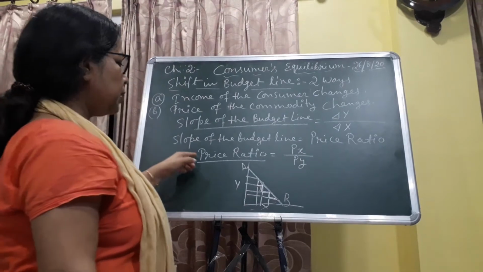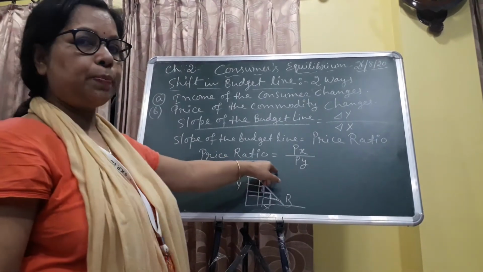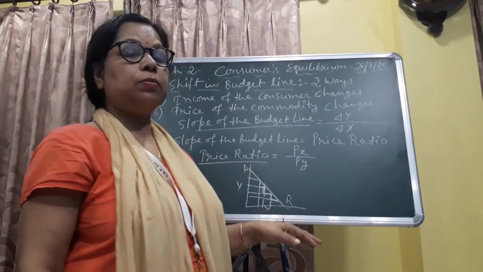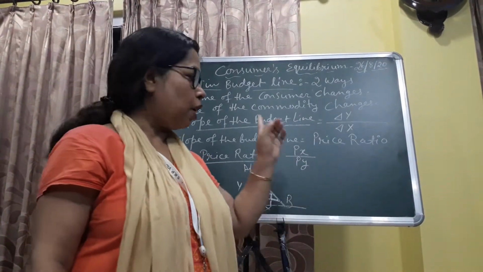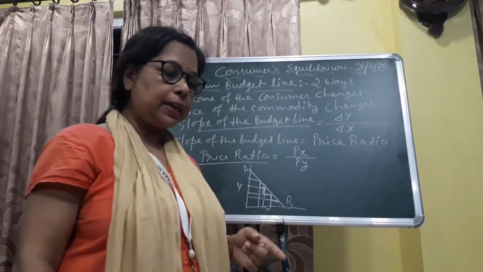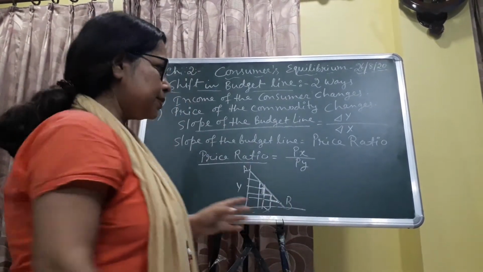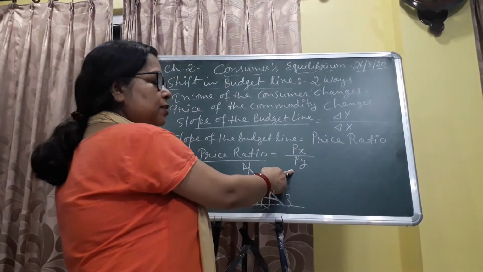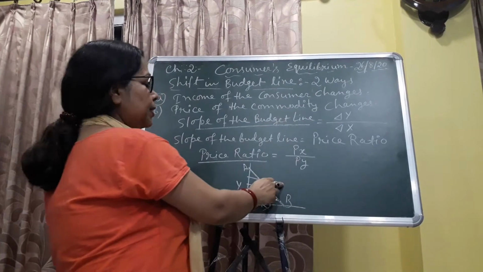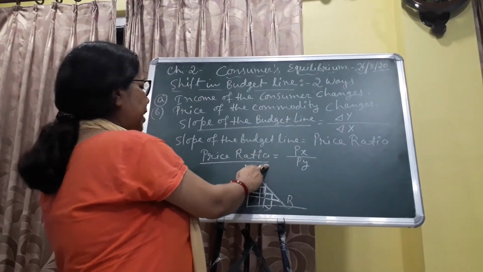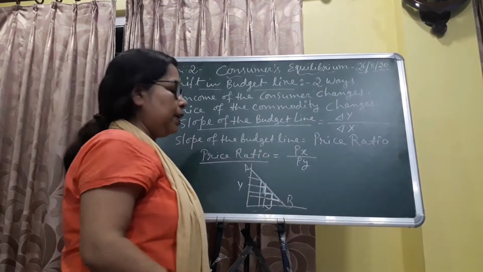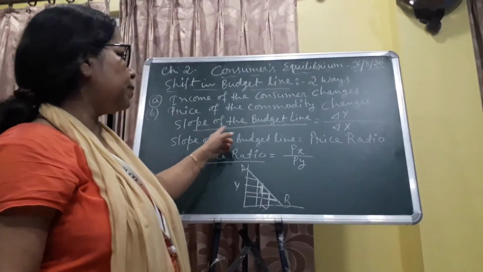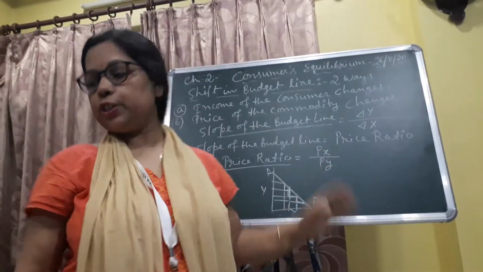Now next, the price ratio. What is the definition of price ratio? Price ratio is the ratio where the price of the commodity x on the horizontal axis is divided by the price of the good y on the vertical axis. This is the price ratio, and the price ratio and the slope of the budget line are equal. So this portion is very important. First you have to keep in mind the slope of the budget line and the price ratio.